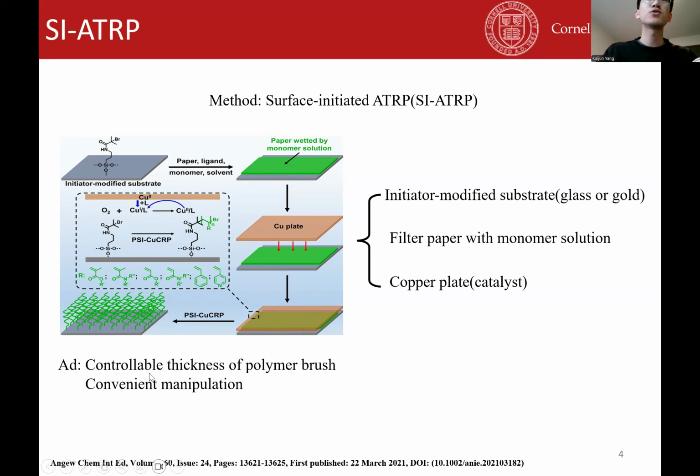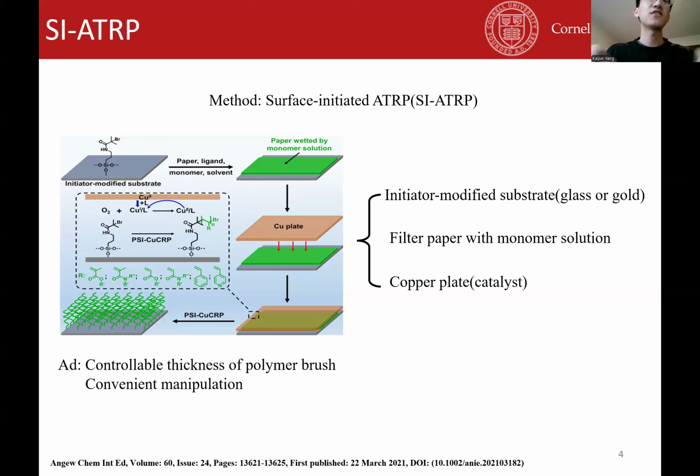In the process, we use a copper plate instead of the copper salt solution. And the model is really like a sandwich. On the bottom is the copper plate, which is the catalyst. And in the middle is the filter paper with monomer solution. On the top is the initiator-modified substrate, such as glass or gold. After about 1 hour, we will get a polymer brush, which is just like the toothbrush in your daily life. And the thickness of it is about 10 to 20 nanometers. We can measure it by using ellipsometry.